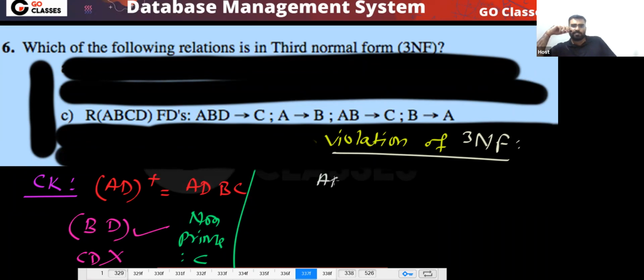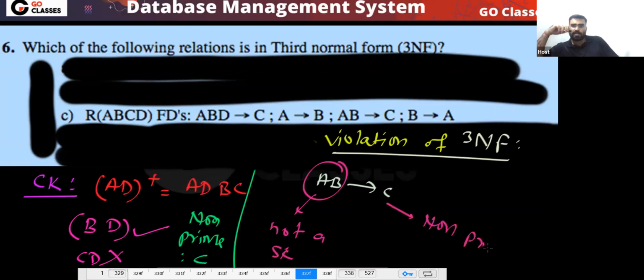This is also a violation. AB determining C, this is also a violation. Can you notice this is a violation? This is a violation because this is not a super key, correct? And this is non-prime. So this is a violation of 3NF.